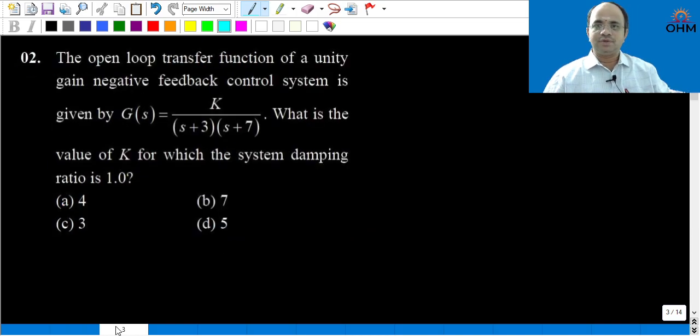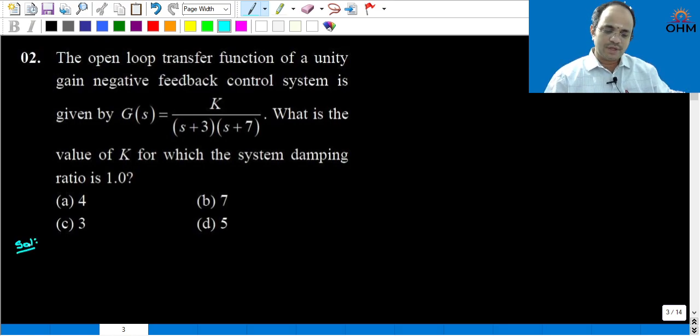Next, let us look into another question. The open loop transfer function of a unity gain negative feedback control system is given by G(s) = K/((s+3)(s+7)). What is the value of K for which the system damping ratio is 1.0?